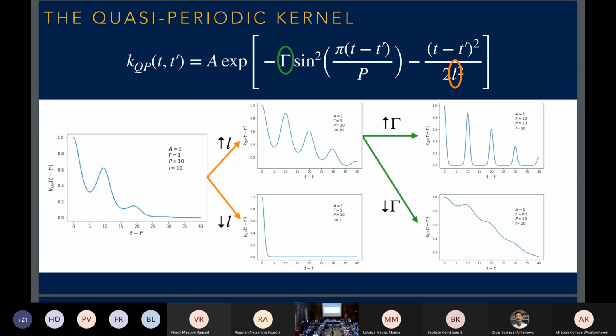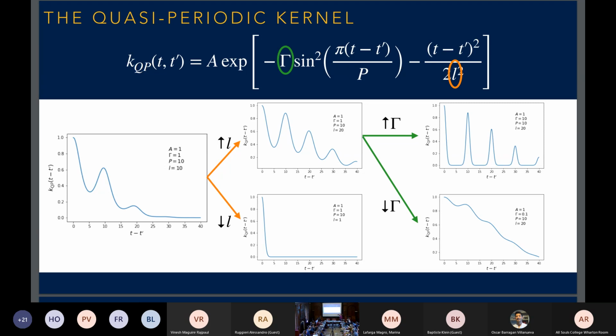So to start off with, I look at the quasi-periodic kernel. This is a reminder of what it looks like and what its covariance function looks like as you change some of these hyperparameters. In particular, I'm showing the behavior with the L term. So this is our length scale, our evolution scale, and we have our gamma term, which is the harmonic complexity.